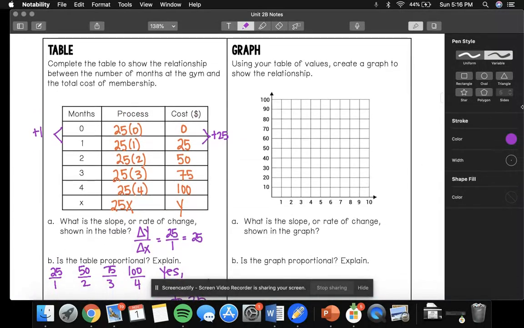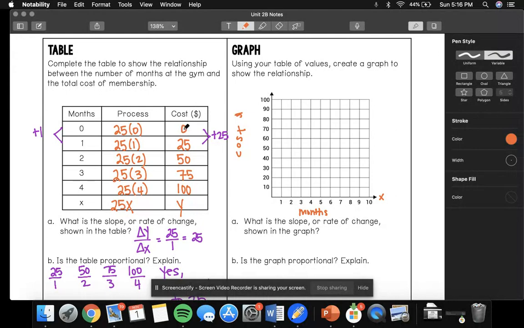All right, so now it's asking us to use our table of values to create this graph to show our relationship as well. So we have our inputs and our outputs, and now we're going to put that on this graph. These are our x values. This is our x-axis, so I'm going to label it with months. These are my y values. This is my y-axis, so I'm going to put cost. All right, so now I'm just going to plot these points.